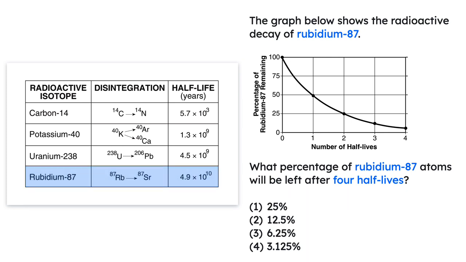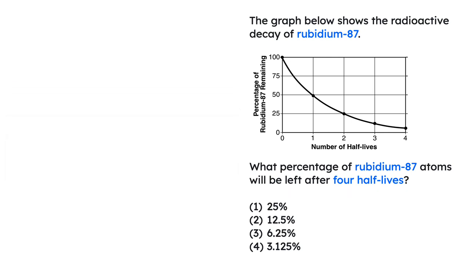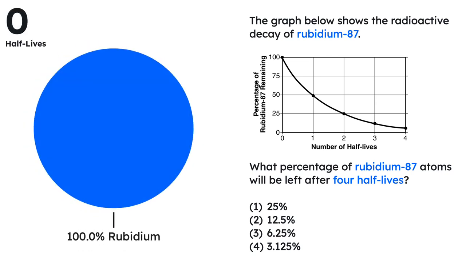So I'm actually going to move away my chart for a second, and we're going to pull in a simple pie chart. Starting with zero half-lives, at that point, we have 100% of our rubidium. Fast forward one half-life, and we have 50% of rubidium and 50% of its daughter product, strontium. Fast forward to two half-lives, we're down to 25% rubidium. Three half-lives, we cut it in half again, we're at 12.5. And then finally, after four half-lives, we're down to 6.25% rubidium.